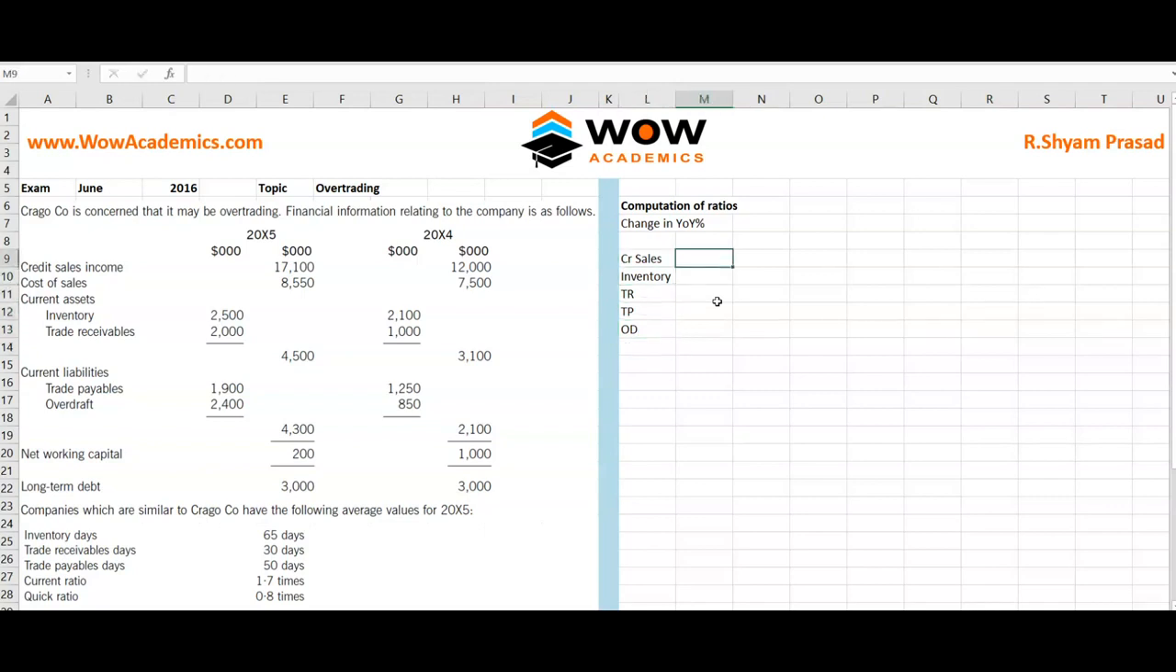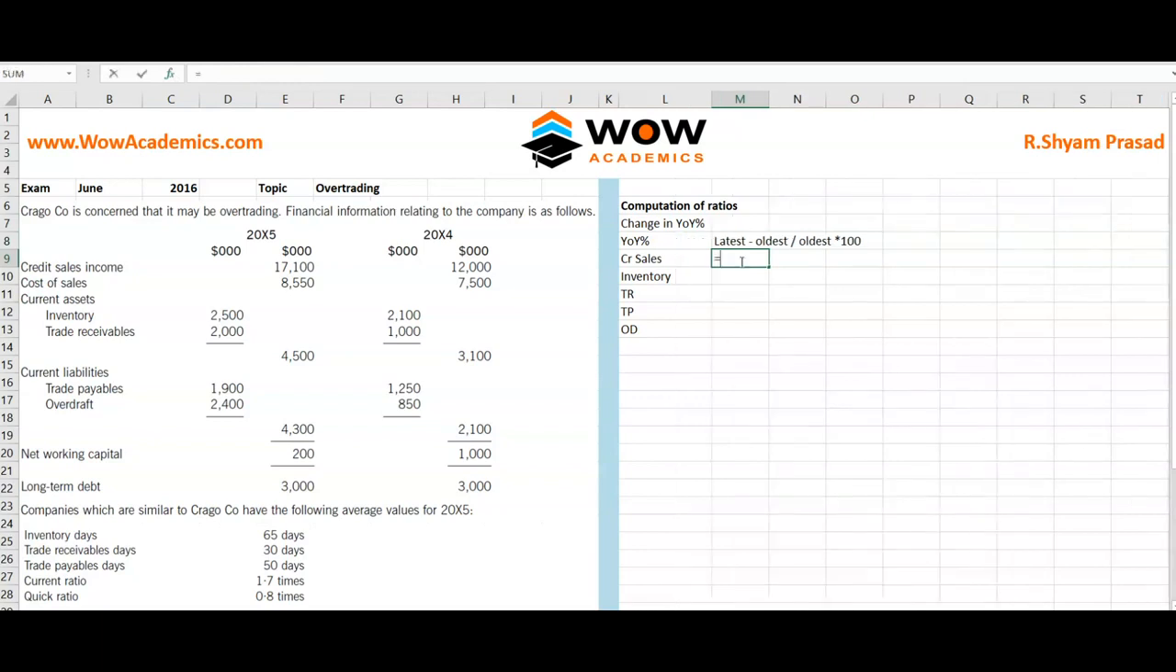So how do we work out year on year? So year on year formula works like this. If you want, we'll mark year on year formula here. Year on year percentage is equal to the latest number, minus the oldest number, divided by the oldest number, into 100. You will get the answer. So that is what we are going to do.